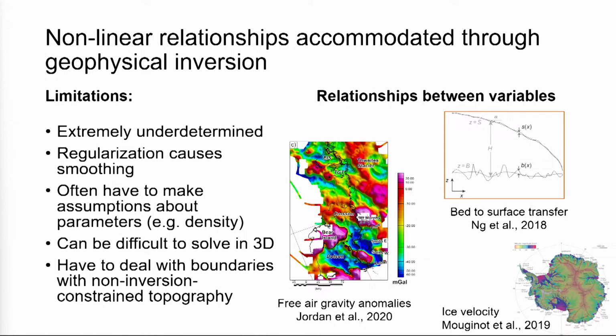However, some of the challenges are that these inversions are highly underdetermined, and so we can only solve them through making a lot of simplifications and assumptions, maybe some regularization, which increases the smoothing. Maybe we have to do the inversions along lines and then put things together. And then we also have to deal with the boundaries of regions where we used an inversion to estimate the bed versus some other method, and we have to line them up somehow.